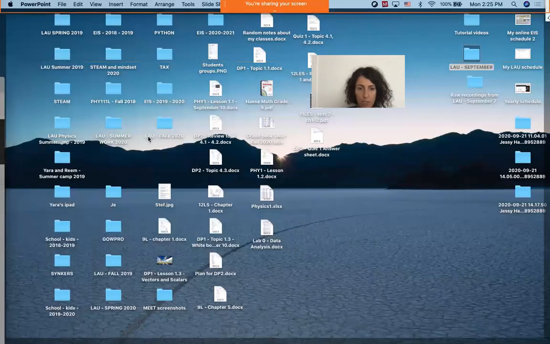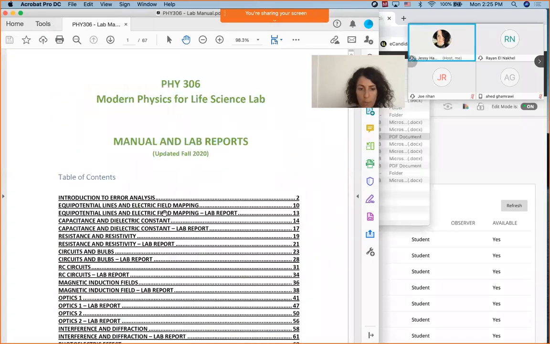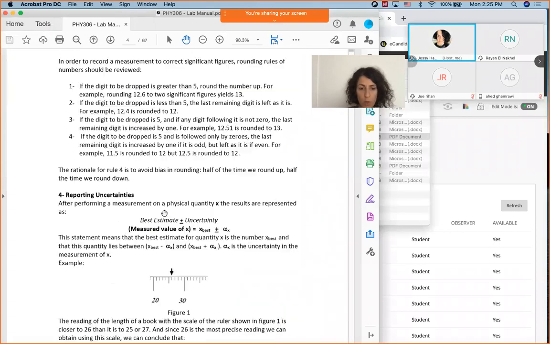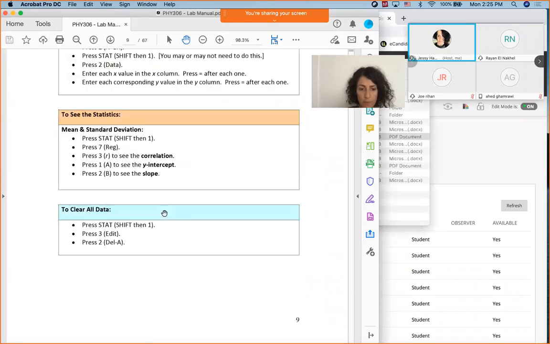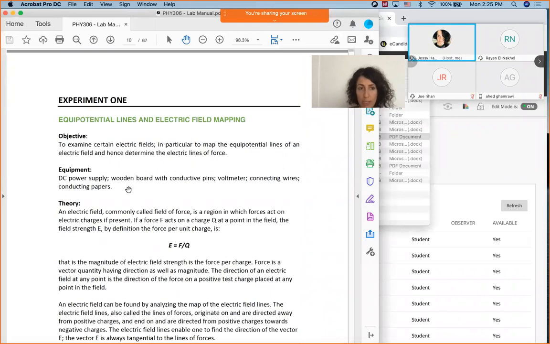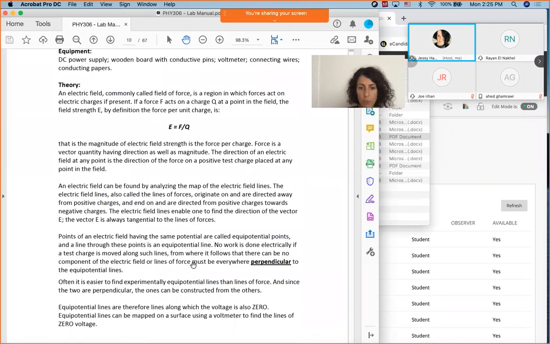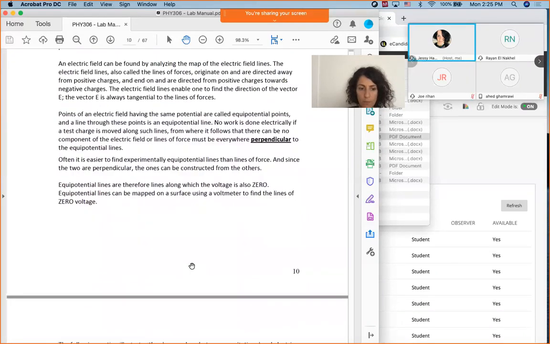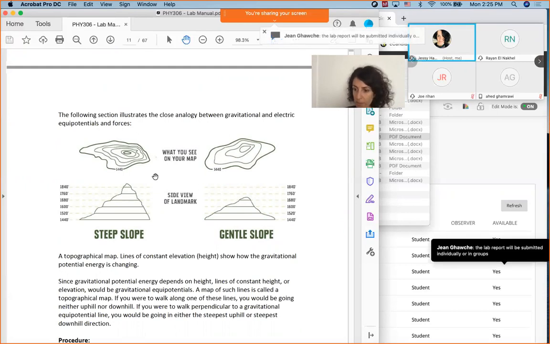The lab report is in your manual, and I'm gonna definitely split the manual into different chapters. Let me show you chapter 1 or lab 1 and what you're supposed to be doing. So this is the manual section. You see experiment 1. You see you don't have a lot of equations. Basically, it's a descriptive approach. And I love this one. I wrote it. It's an analogy between the gravitational and the electric equipotential and forces.